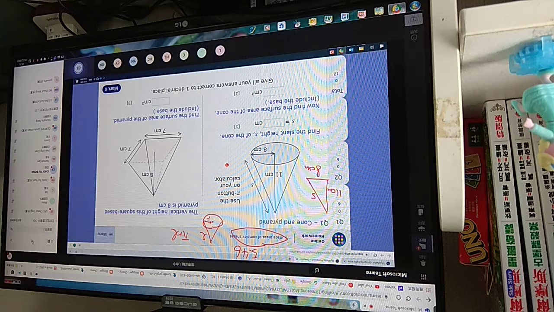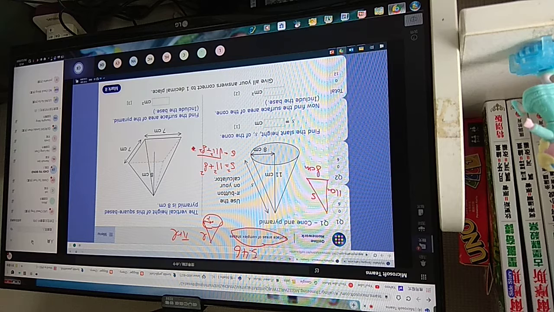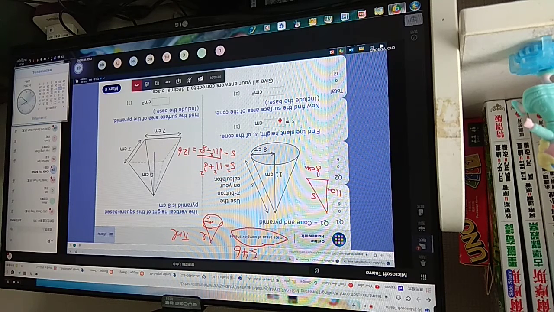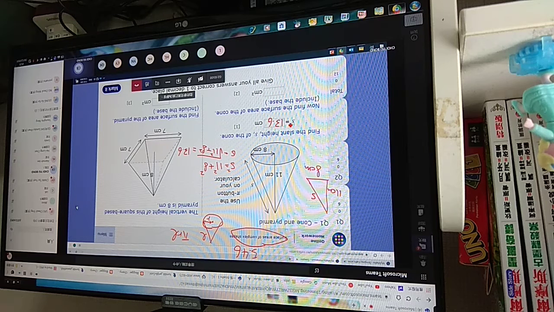Actually, I'm not sure that you remember this theorem or not. L squared will be equal to 11 squared plus 5 squared. So L will be equal to the square root of 11 squared plus 5 squared. That is 30.6. Okay, so we get the side length, or we can say the slant height.